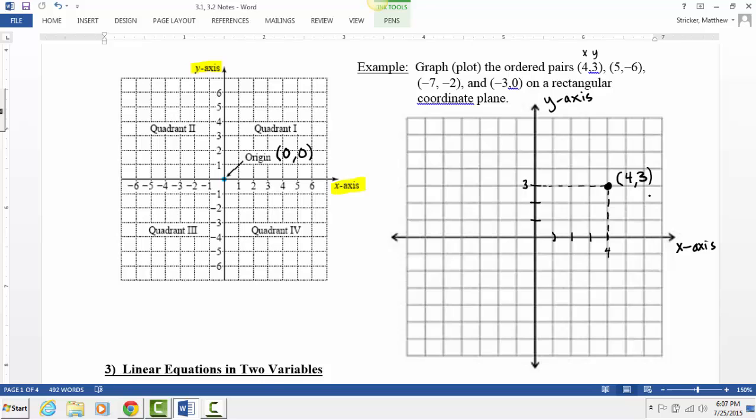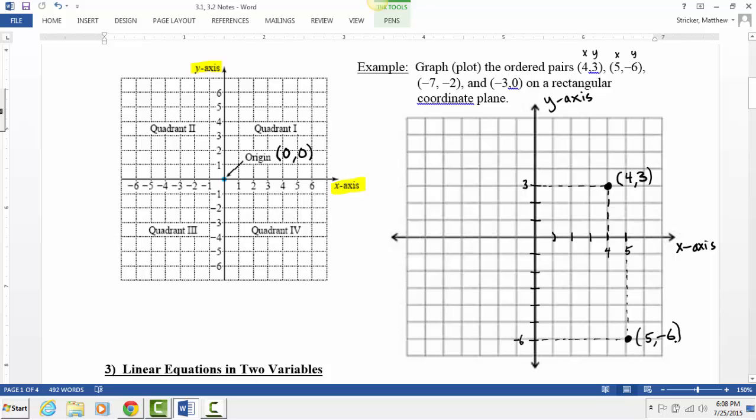Next point has a negative y value. We're going to go one more on the x, so x is 5, y is negative 6. So x equals 5 is right here, and then y equals negative 6. Now, instead of up, these are negative, so it's down 6 units. 2, 3, 4, 5, 6. There's negative 6, and so this lines up with this point right here, so this would be the ordered pair 5, negative 6.